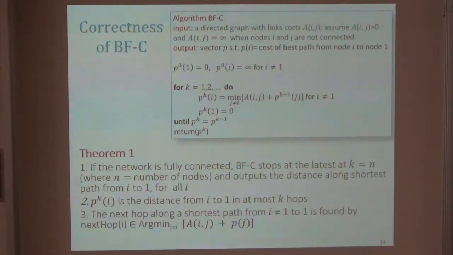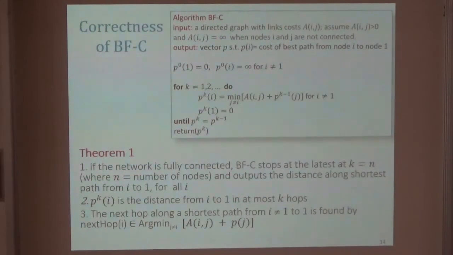More precisely, the theorem of correctness of this algorithm says, if the network is fully connected, it stops and outputs the result in at most k equal n. That means at n minus 1, at worst case, it had found the correct destination. But this is a very, very coarse upper bound. Most networks will stop much, much before. And when it stops, it outputs the correct destination, the correct cost. Because the cost of going there in at most n hops is the cost of going there, period.